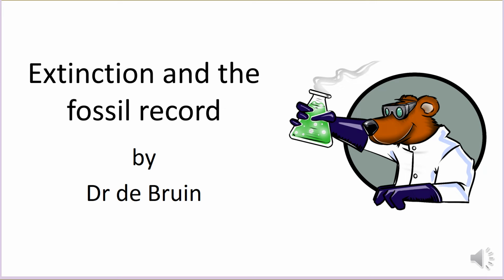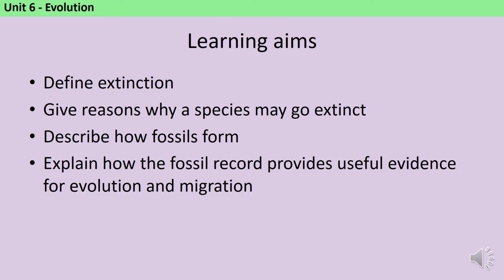This is a video about the GCSE Biology topics of extinction and the fossil record. They come up in paper 2 of AQA GCSE Biology and Combined Science as part of the unit about variation and evolution.